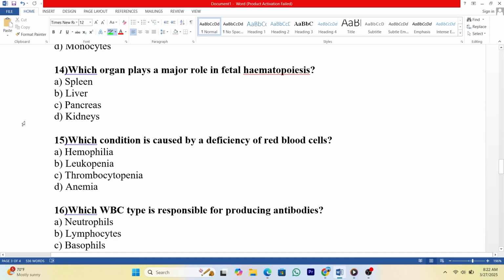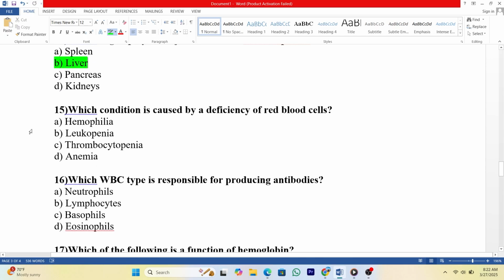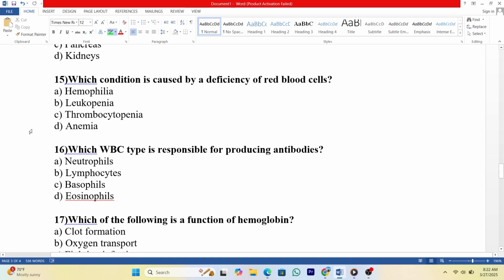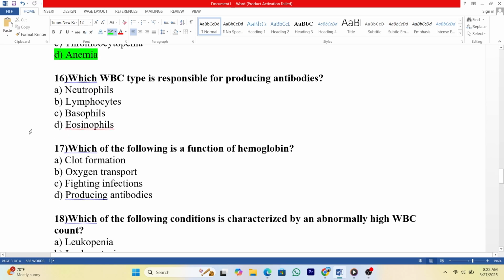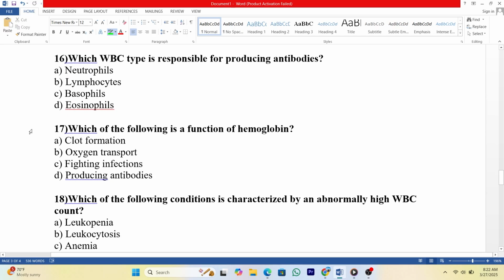14. Which organ plays a major role in fetal hematopoiesis? A. Spleen. B. Liver. C. Pancreas. D. Kidneys. 15. Which condition is caused by a deficiency of red blood cells? A. Hemophilia. B. Leukopenia. C. Thrombocytopenia. D. Anemia. 16. Which WBC type is responsible for producing antibodies? A. Neutrophils. B. Lymphocytes. C. Basophils. D. Eosinophils.